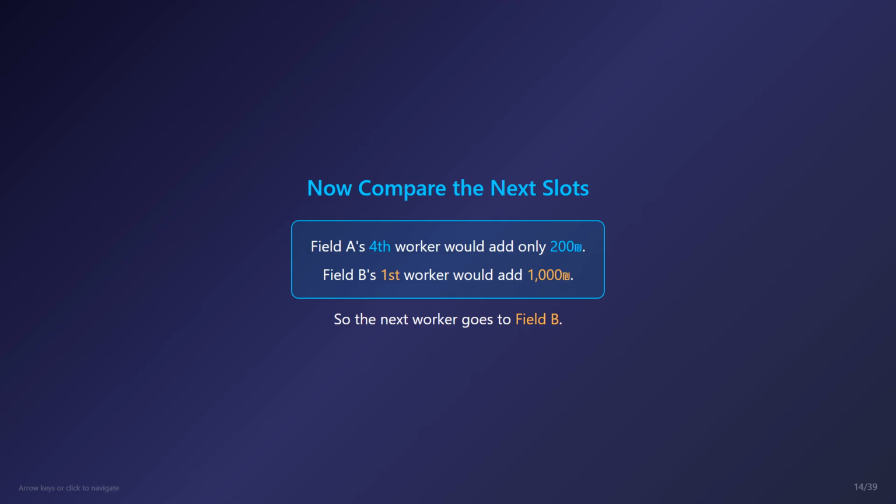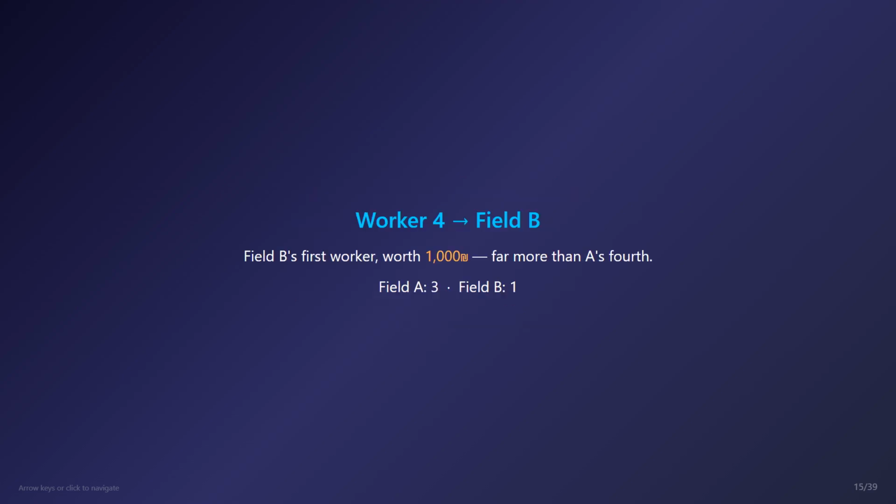Now we reach an interesting point. Field A's fourth worker would add only 200 shekels, but Field B's first worker would add 1,000. So the next worker should not go to Field A. Worker 4 goes to Field B. Its first worker is worth 1,000 shekels, far more than Field A's fourth worker. Field A has 3. Field B now has 1.